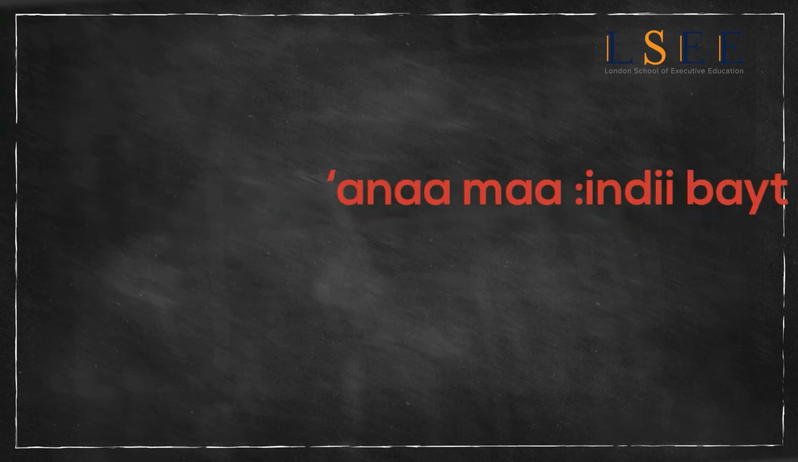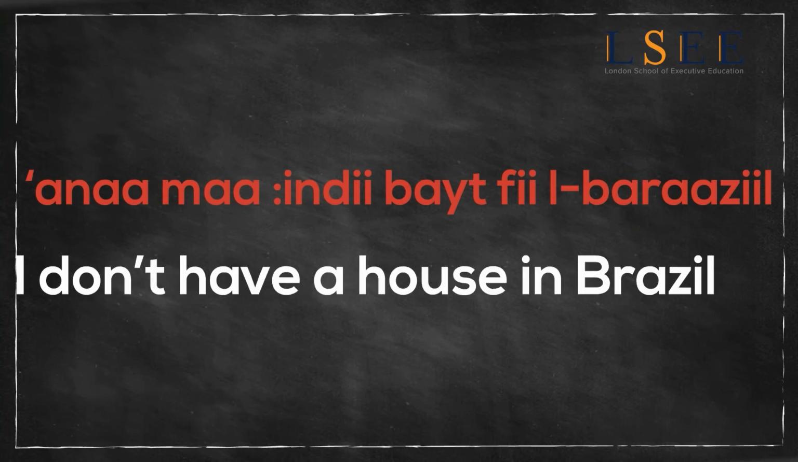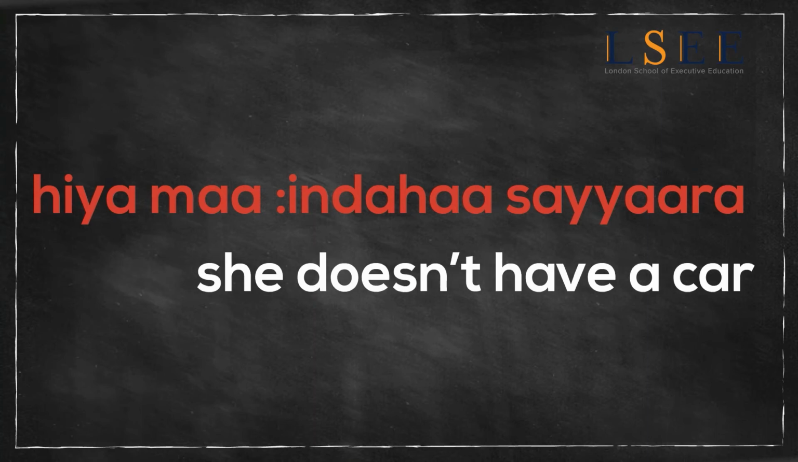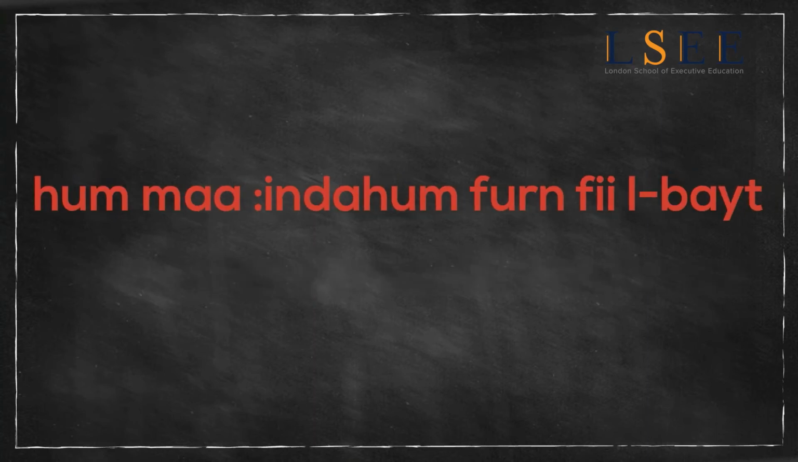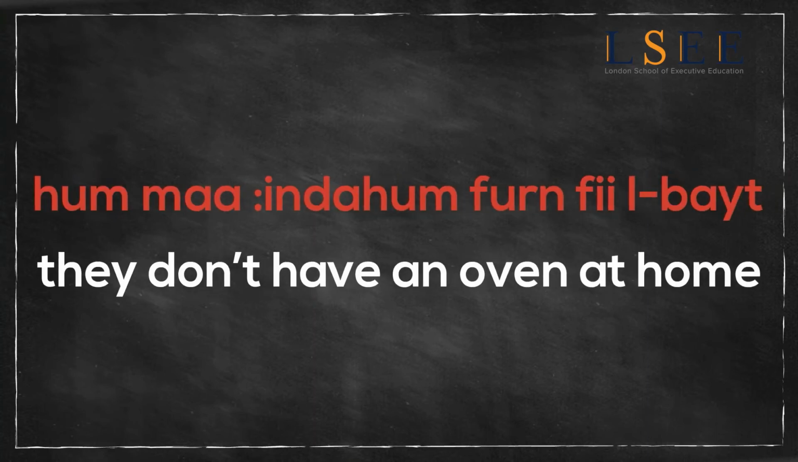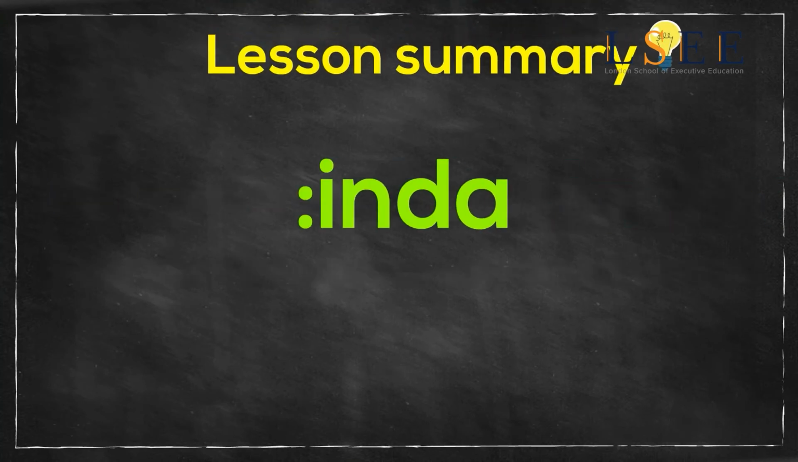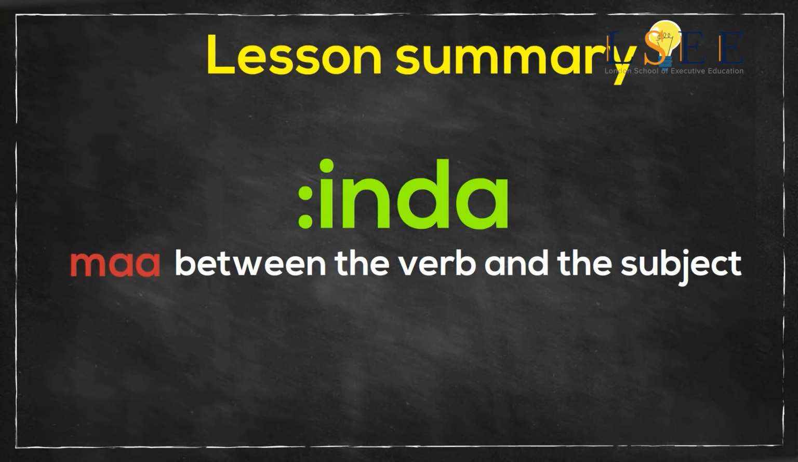Examples: أنا ما عندي بيت في البرازيل. هي ما عندها سيارة. هم ما عندهم فرن في البيت. In this lesson, we learned how to negate عند by simply inserting ما between the verb and the subject.